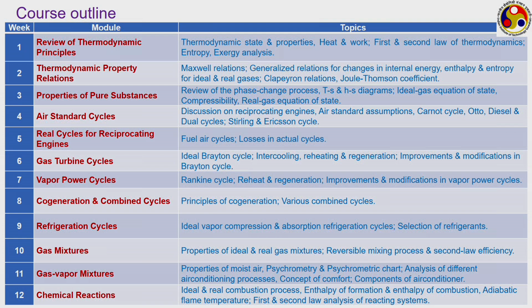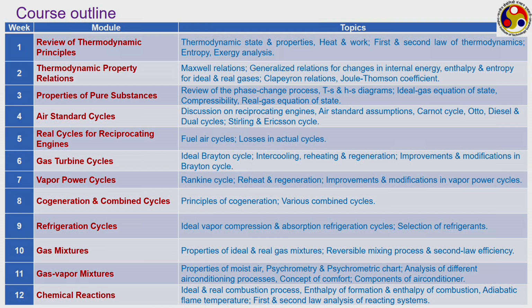Then moving on to the gas turbines: the ideal Brayton cycle, intercooling, reheating and regeneration, and possible improvements and modifications in the Brayton cycle. Then moving on to the vapor power cycles, where you must know about the Rankine cycle. So, we shall be starting with the Rankine cycle, then incorporating the reheat and regeneration concepts on that, and possible improvements in vapor power cycles. Then the combination of gas turbine and vapor power cycles in cogeneration and combined cycles.